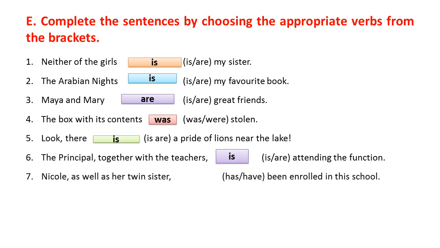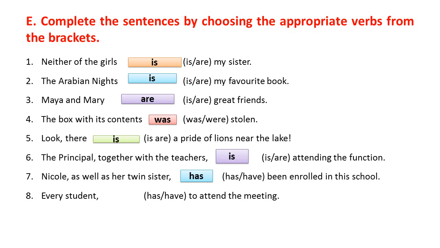Seventh, Nicole, as well as her twin sister, has been enrolled in this school. According to Rule 6, Nicole is the first subject and it is singular. Hence, we have to use singular verb. Nicole, as well as her twin sister, has been enrolled in this school.